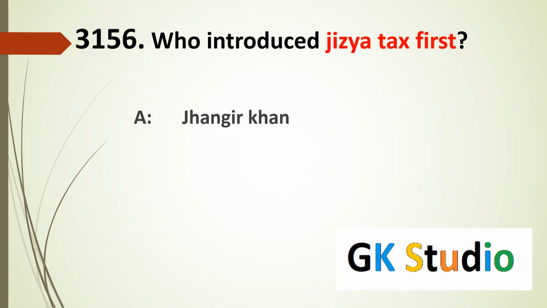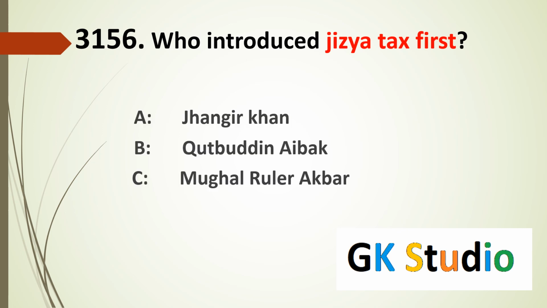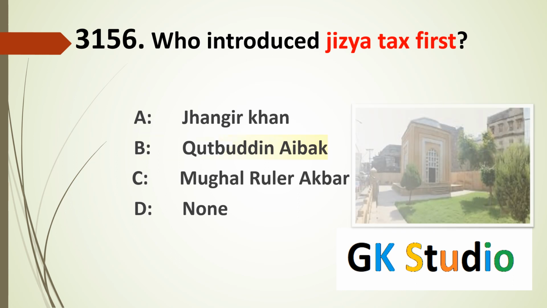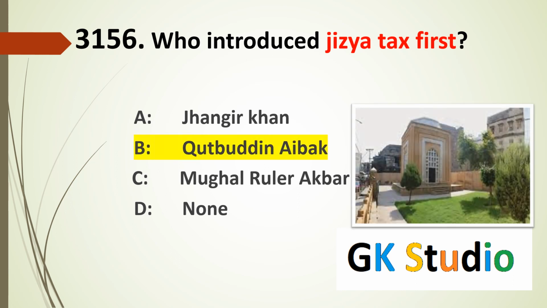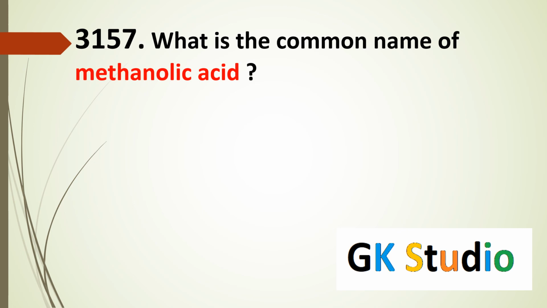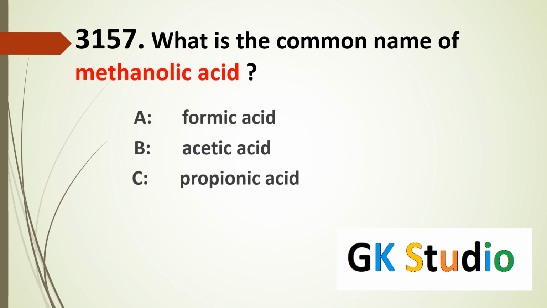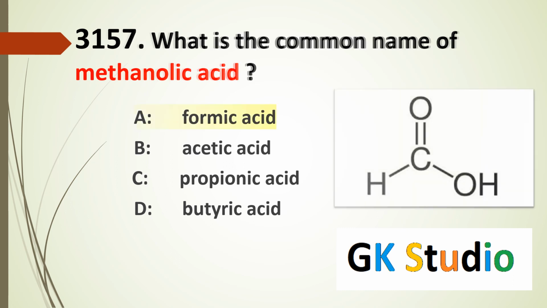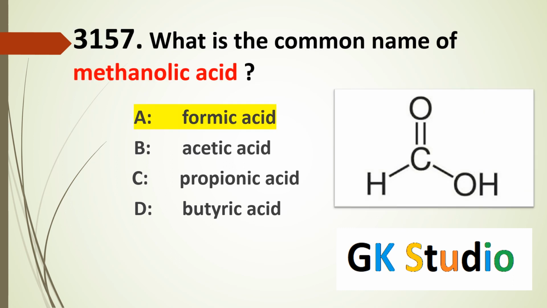Who introduced jizya tax first? Qutbuddin Aibak was the first person who introduced the jizya tax in the subcontinent. What is the common name of methanoic acid? Formic acid. Common name of methanoic acid is formic acid.